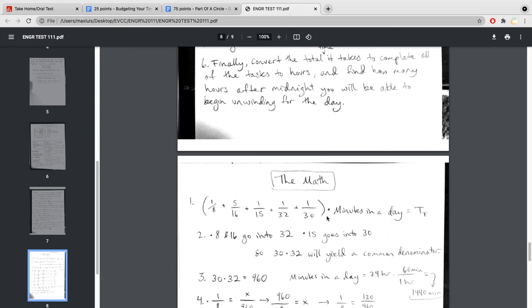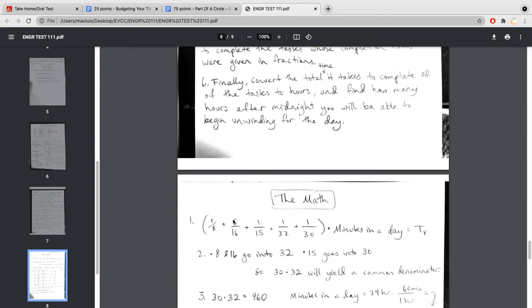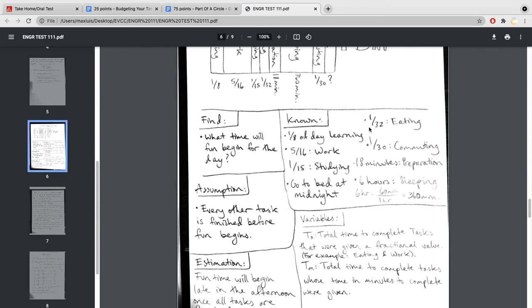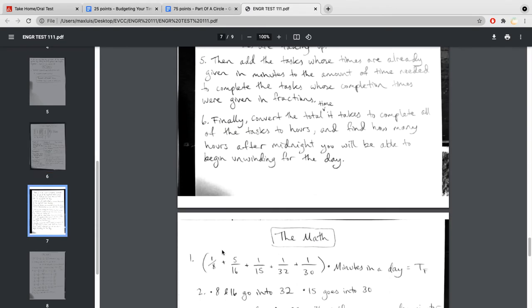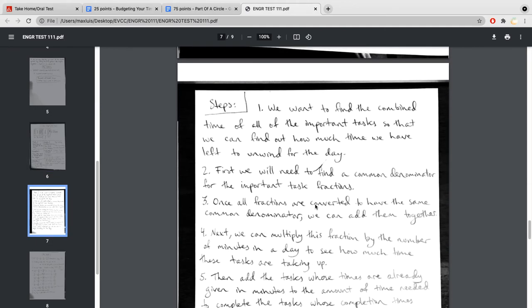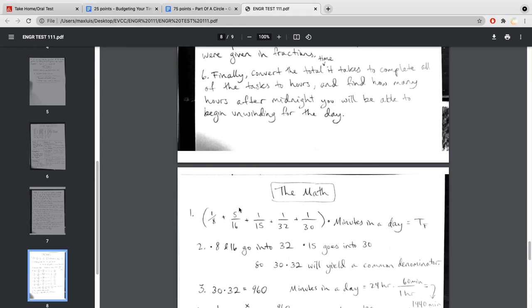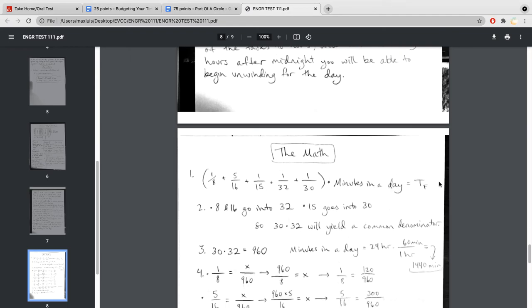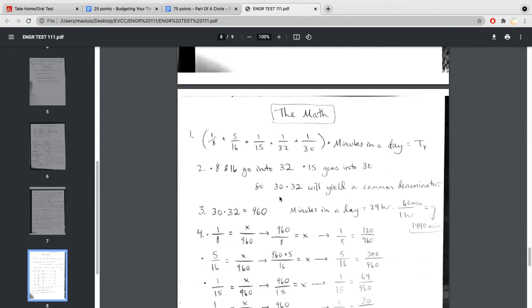Here's the overall equation that we're going to be using for the tasks that were given a fractional amount. So right here we have 1/8 plus 5/16, so 1/8 of the day is spent learning, so that's why that is there. 5/16 of the day is spent at work, and so on. We just have all the fractions, and then we multiply that by the minutes in a day to find how many minutes those tasks are taking up.